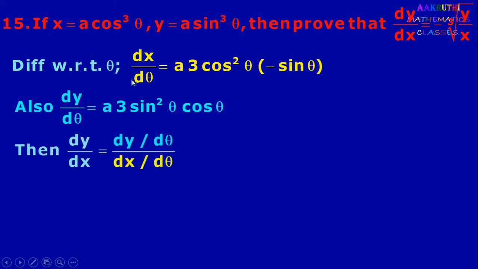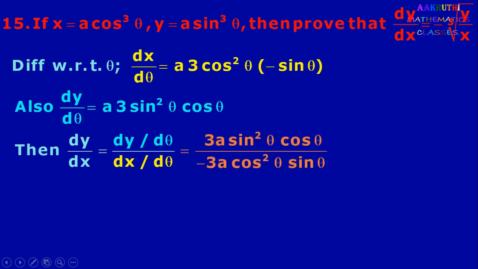So find dy by dx. dy by dx is dy by d theta divided by dx by d theta. So it is 3a into sin square theta cos theta divided by minus 3a into cos square theta sin theta. 3a cancel, one sin theta gets cancelled, one cos theta gets cancelled, remaining is sin theta by cos theta and minus. So it is minus sin theta by cos theta, which is minus tan theta. Take that as equation 1.